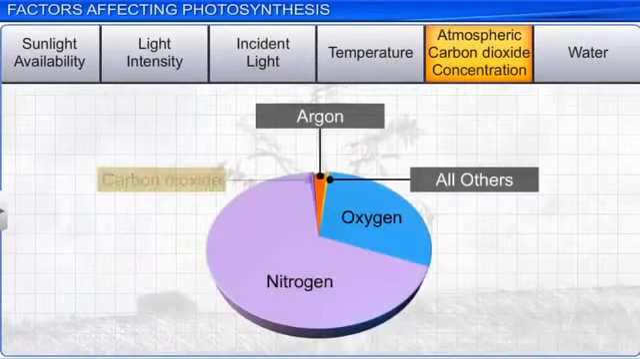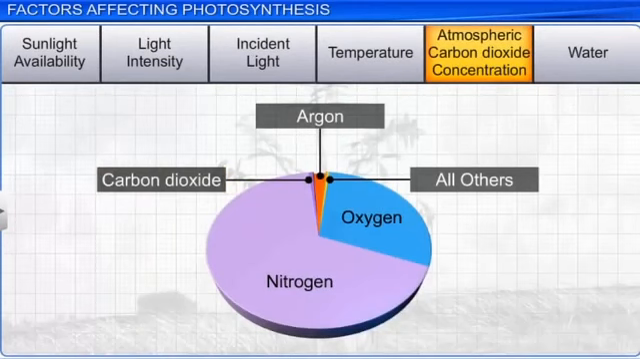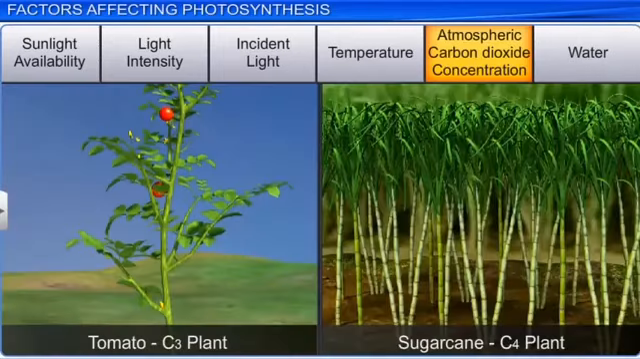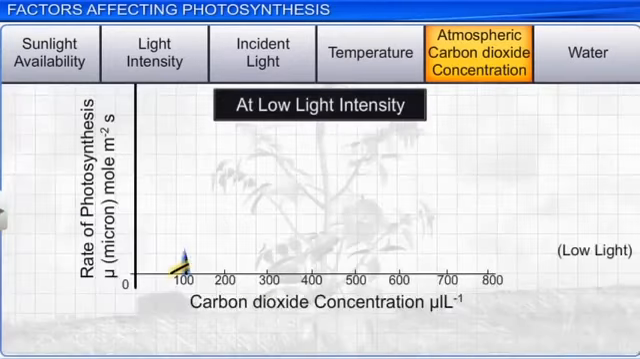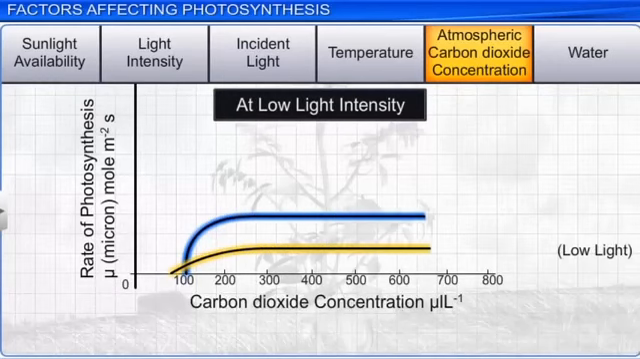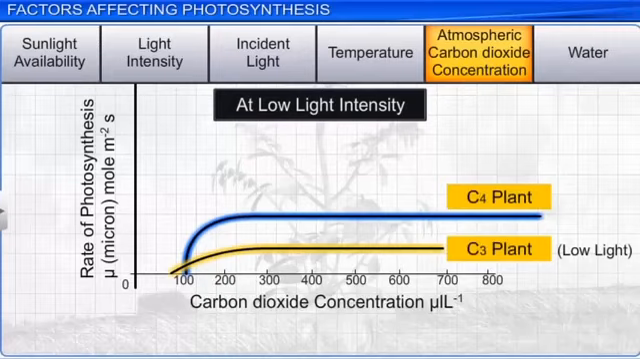Apart from light, carbon dioxide, whose atmospheric concentration varies between 0.03 and 0.04%, too affects the photosynthetic rate in both C3 and C4 plants. However, under varying light intensity, C3 and C4 plants respond differently to the carbon dioxide concentration. When light intensity is low, an increase in carbon dioxide concentration does not increase the photosynthesis rate in either group of plants.